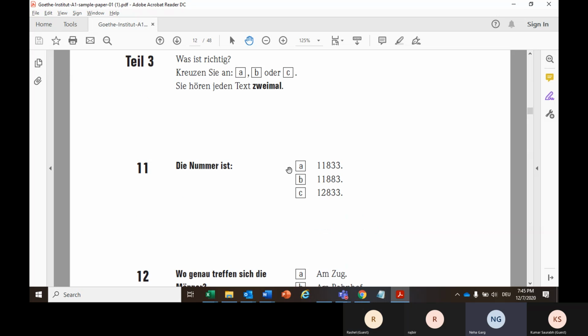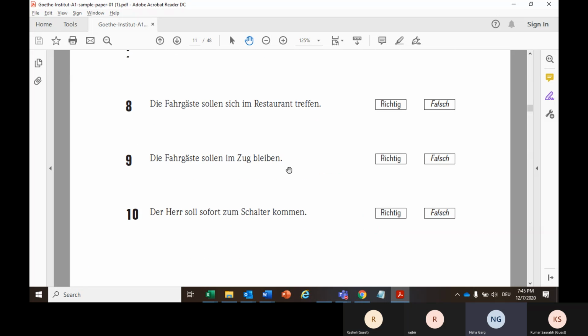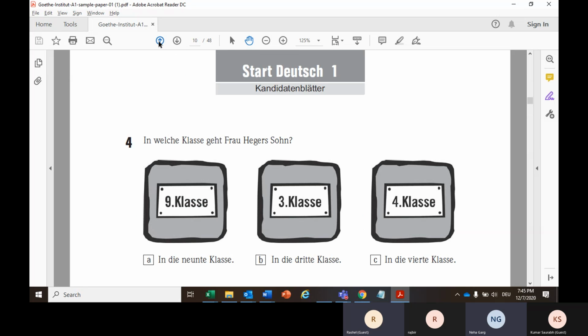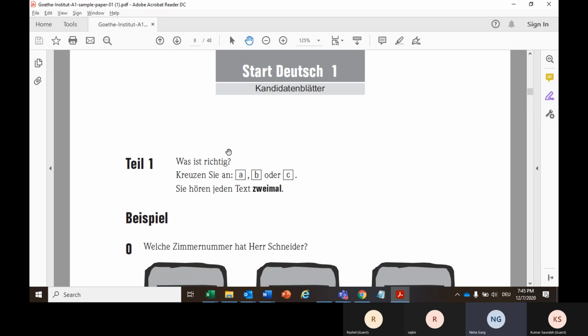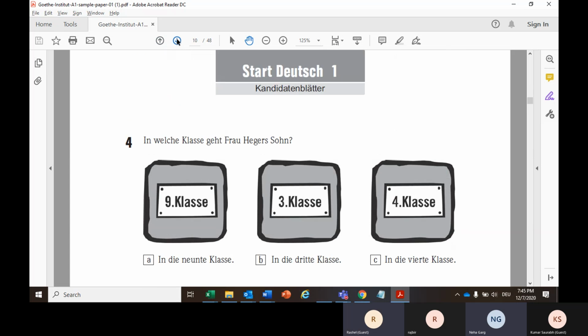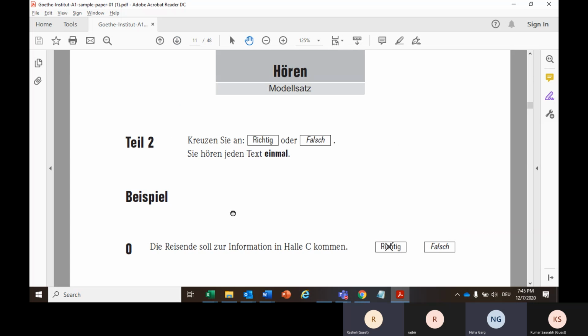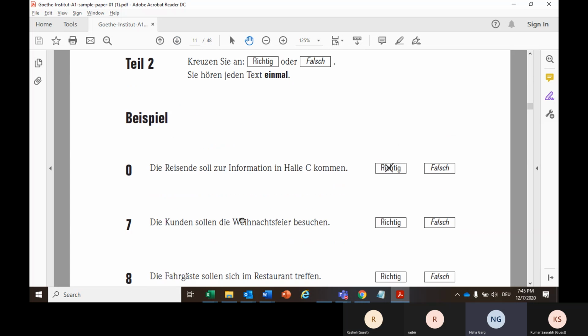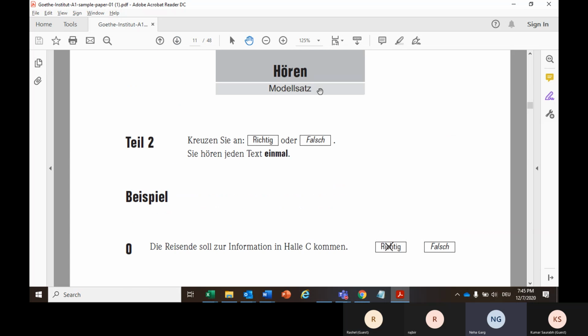Okay, that is a pretty good score for a first trial. This passed already. Yes, actually each section, Hören, Sprechen, Schreiben, and Lesen, each of it has 25 marks, and out of 25, you have to score 15.